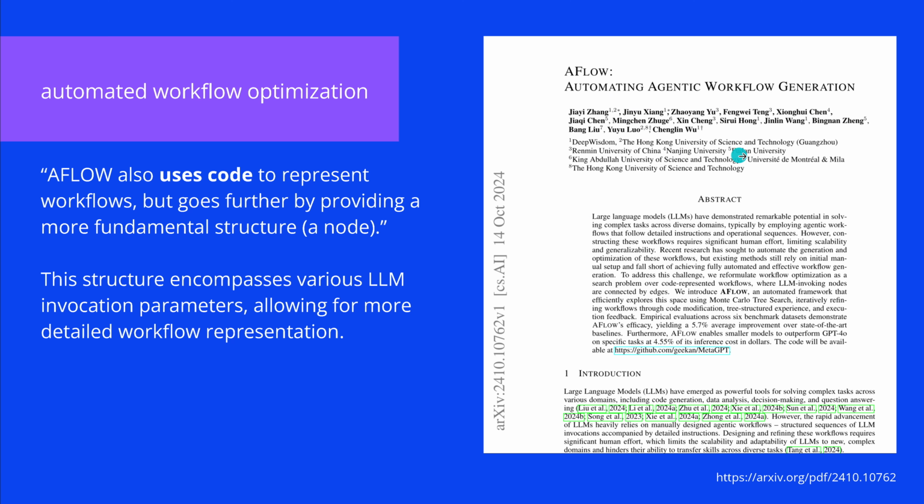So they say AFLOW now also uses code to represent our workflows, but goes further by providing now a more fundamental structure. And this is what they call a node. And now careful, this is not the node from your graph structure. I'll give you a definition of the node in a minute. And they say now this structure encompasses various LLM invocation parameters, allowing for more detailed workflow representation. So we'll make another step in the evolution of autonomous automatic agent workflow generation.